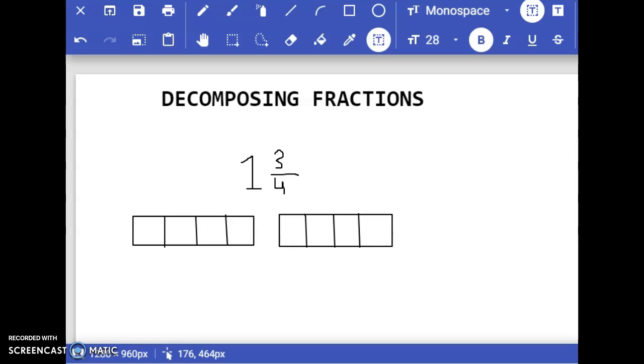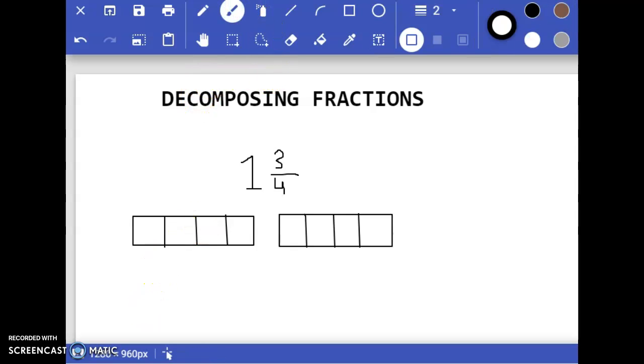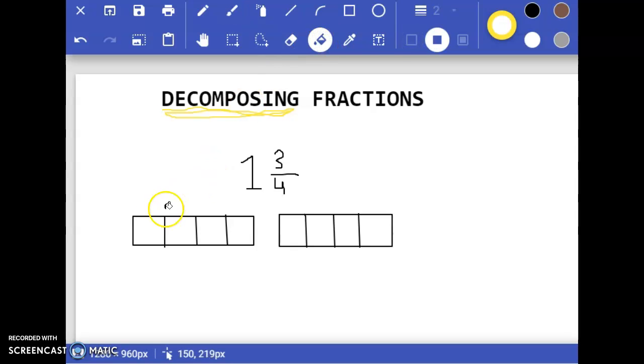Okay, real quick, we're going to talk about decomposing fractions because you've heard that word before. You've heard this word decomposing. We've talked about it in science more than we have math. Decomposing just means to break something apart. So when we talk about decomposing a fraction, it's exactly that. We're going to break the fraction apart.